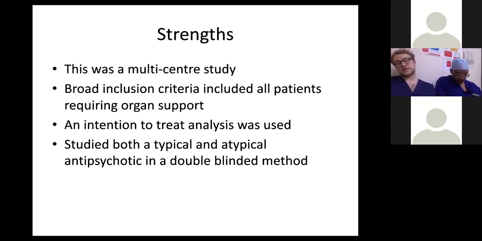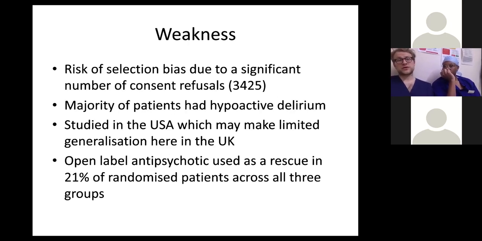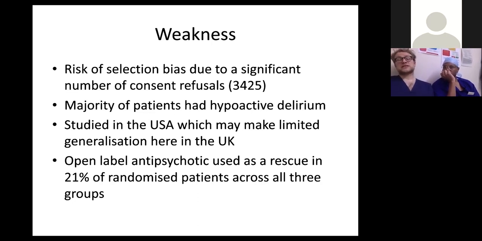The strength of this study was that it was a multi-center study across 16 centers in America. There was a broad inclusion criteria which represented most of our patients who were admitted into ITU. An intention to treat analysis, so once they started, we carried on with recording the data for the 14 days. And it studied both a typical and atypical antipsychotic in a double-blinded method. So they were the strengths, with a very large cohort as well, 20,000 started.